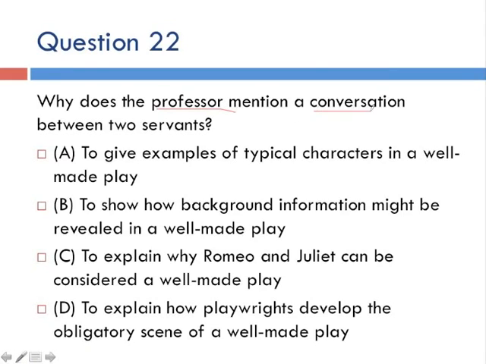Well, let's go back and think for a moment. When did the conversation between two servants example occur? This will probably help us a lot in thinking about which answer choices we can keep and which we can eliminate. Now, A looks like a very possible choice because it does describe that these characters were fairly typical. So let's keep that one for a moment.